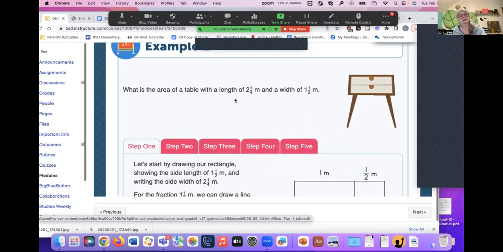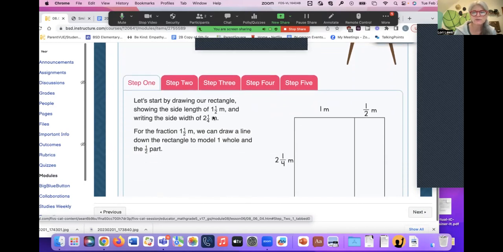What is the area of a table with a length of, we have a mixed number, 2 1/4 and a width of 1 1/2. What do we need to do this time? Well, we learned yesterday that we can take a mixed number and make it into an improper fraction. So we need to rename 2 1/4 as an improper fraction.